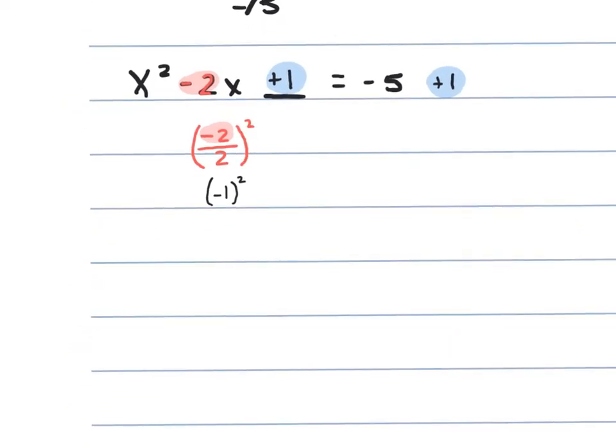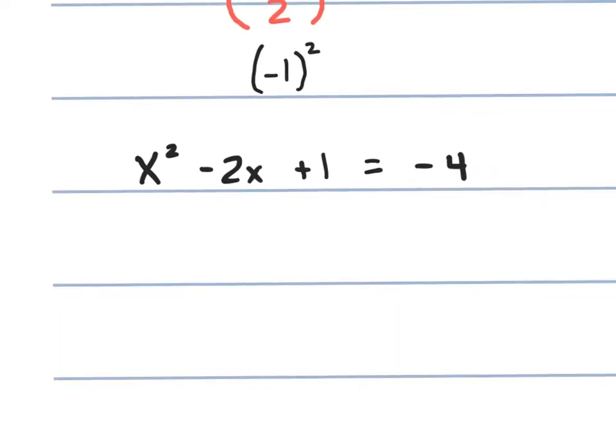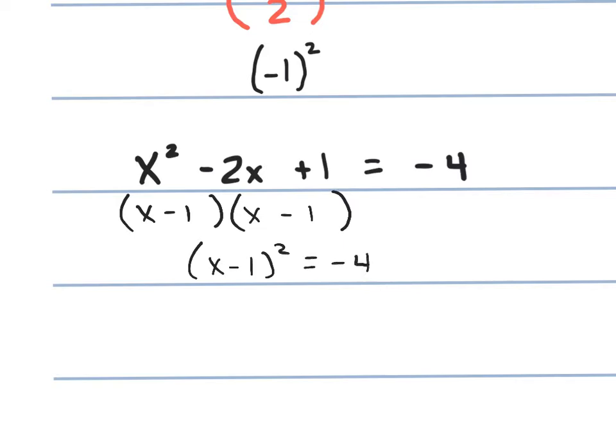So now here's what we've got. X squared minus 2x plus 1 is equal to -4. -5 plus 1 is -4. Now, what I want us to do is, excuse me, I want us to try to factor this side now. Now that we've messed with that number, let's try to factor it now. Okay, we get x minus 1 and x minus 1, or x minus 1 squared is equal to -4.